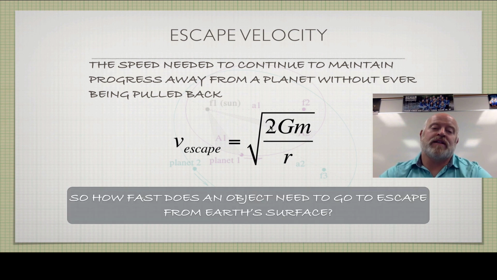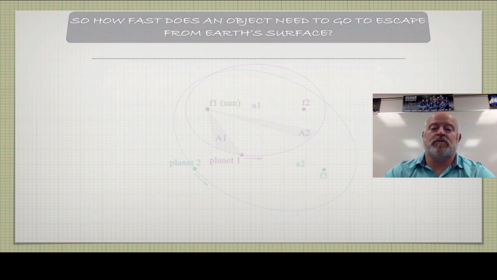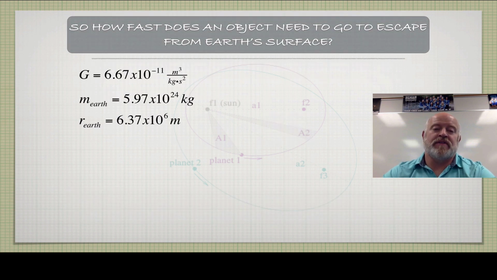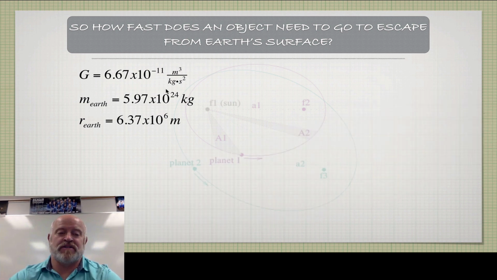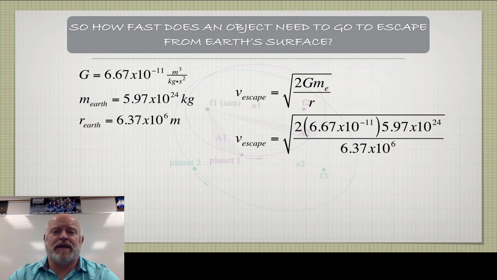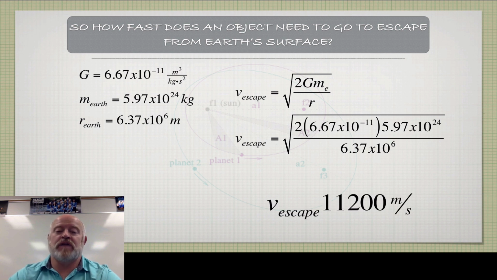So knowing that, let's figure out how fast an object needs to go to escape our planet, all right? Again, we have the same information we knew before. We know the mass of the Earth, we know the radius of the Earth, we know G. We can plug it back into the exact same equation we did before, where we have G times mass of the Earth over the radius. Now we just double that, and then we take the square root of it. If we do that, we get 11,200 meters per second. So that would be how fast we have to move to escape our orbital pull, or our gravitational pull.